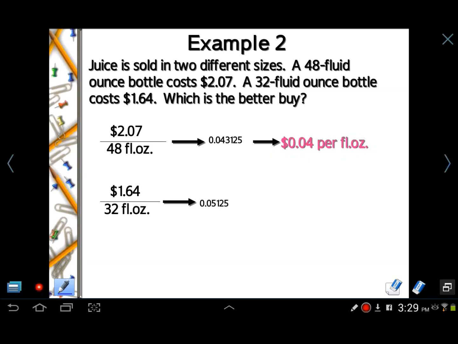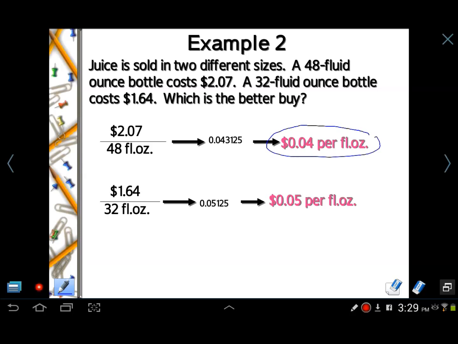The other one, we're just looking at the decimal again. And if we're dealing with money, we don't need any more than 2 decimal places. So 5 cents right there. Does that 5 round up? It does not, because it's next to a 1. And there's what you need. Now we have the unit rates.